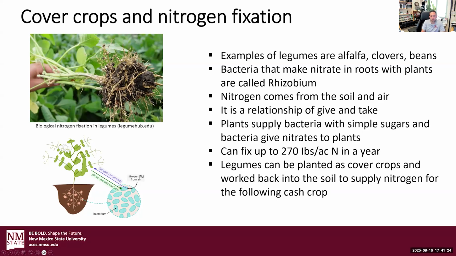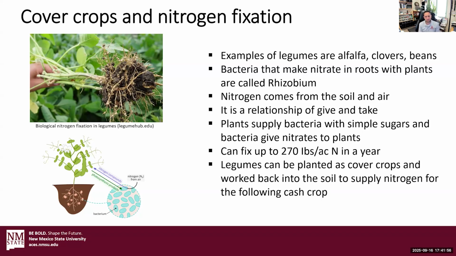And so the nitrogen comes from the air and from the soil, and it's sort of a give and take relationship. So that's why I put that there. The plants supply that bacteria, or the rhizobium, with simple sugars. So through photosynthesis, it provides those products to the bacteria. And then that bacteria gives the nitrogen to the plants. And so it's sort of that nice cycle that happens with legumes.